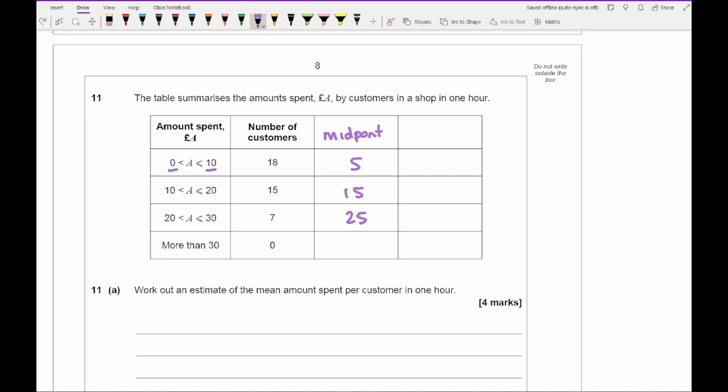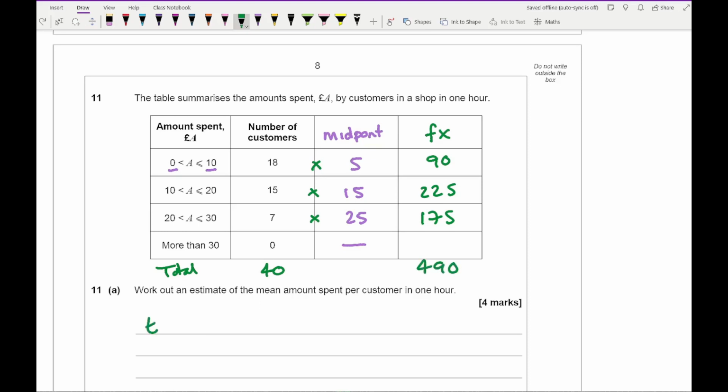And then for this one, because it's more than and the frequency is 0, I don't actually need to worry about that one. So then I need to create my fx value. So I multiply the frequency by the midpoint. So that's going to be 18 times 5, which is 90, 15 times 15, which is 225, and 7 times 25, which is 175. Well, the total frequency is going to be 18 plus 15 plus 7, which is 40. And the total fx, which is 90 plus 225 plus 175, gives me 490.